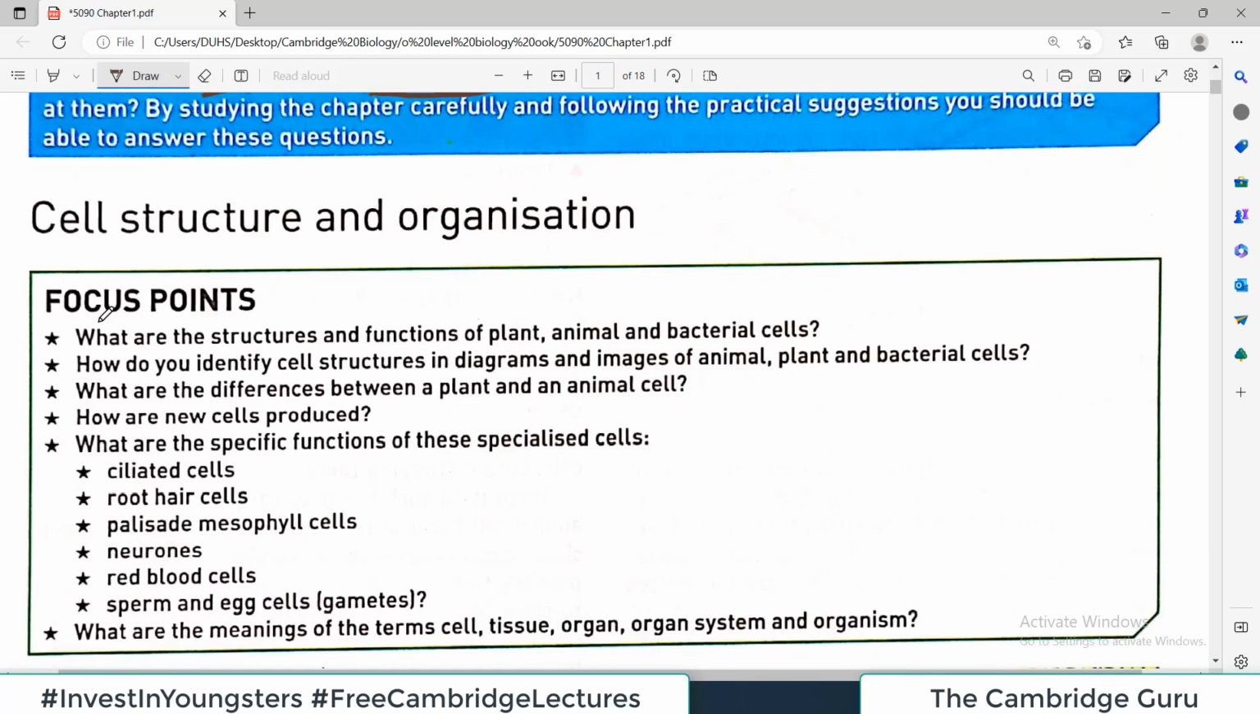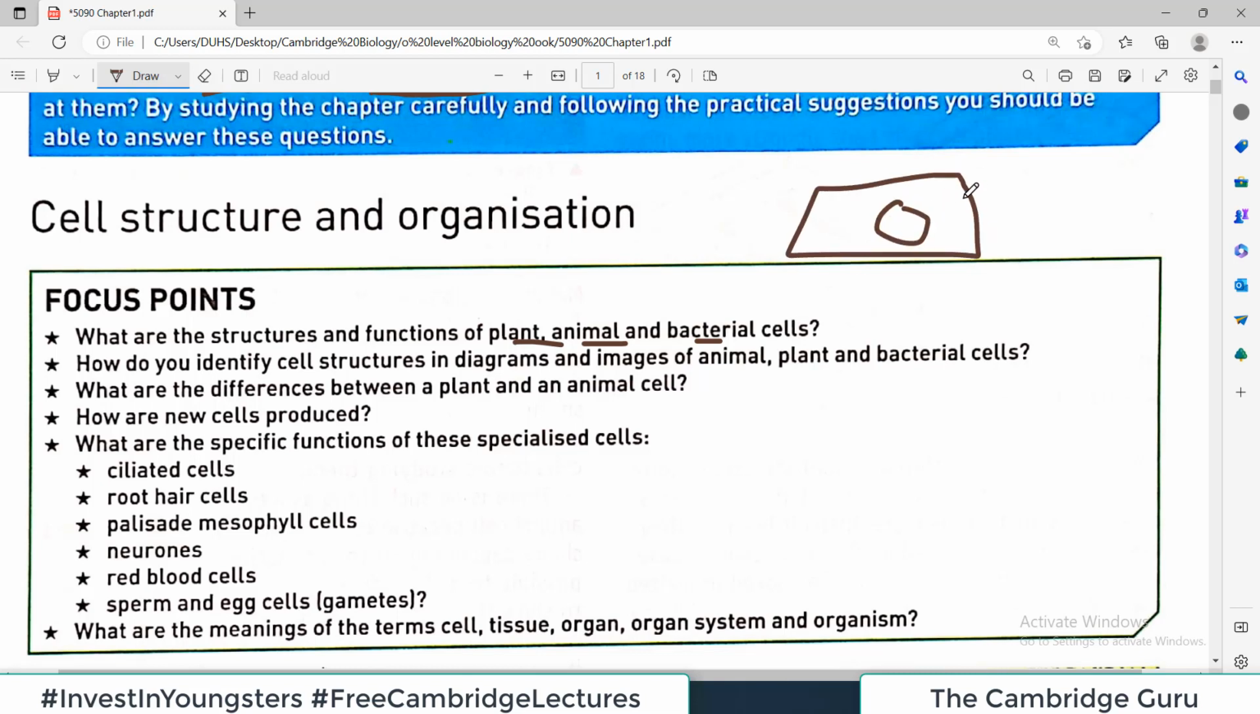And once again, they talk about the focus points, that in this chapter what they will be focusing on is what the different structures and functions of plant, animal and bacterial cells are. How do you identify cell structures in diagrams and images of animal and plant cells? Because in the Cambridge exam they give you a lot of different images. So they will give you an image, for example, and they will have different parts labeled, such as part A, part B, and they will sometimes ask you what is part A, what is part B, simply their names. And sometimes they will ask about the functions, sometimes they will ask more tricky questions. So you should be able to identify the images and diagrams.